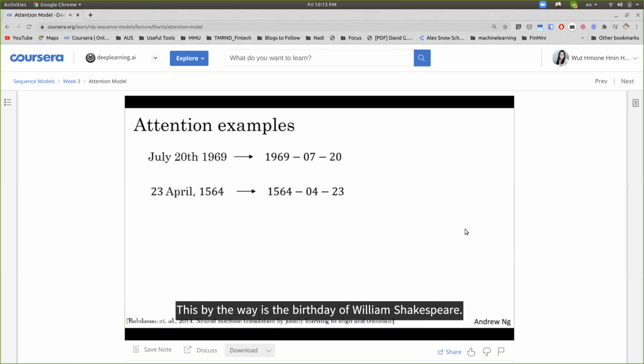This, by the way, is the birth date of William Shakespeare. Also is believed to be. And what you see in the problem exercise is you can train a neural network to input this in any of these formats and have it use an attention layer to generate a normalized format for these dates.